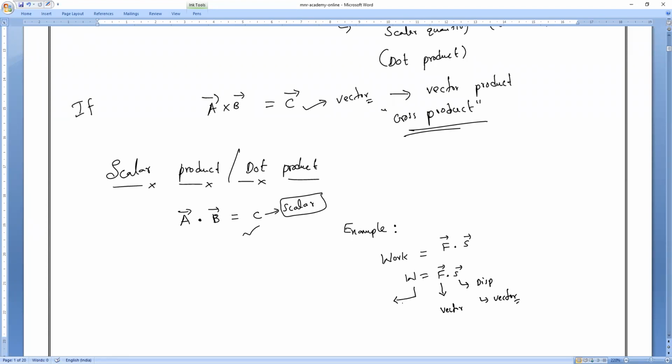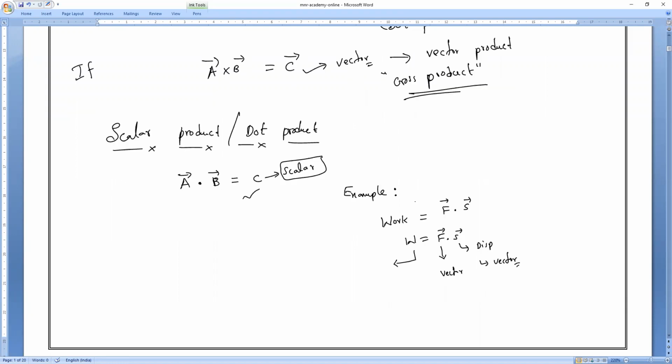But work: if I ask what is the work done by you, you say 10 joules, 20 joules, 30 joules. Do you mention that you have done 10 joules towards the north, or towards the south, or towards the east? No. So is work scalar or vector? It is a scalar.